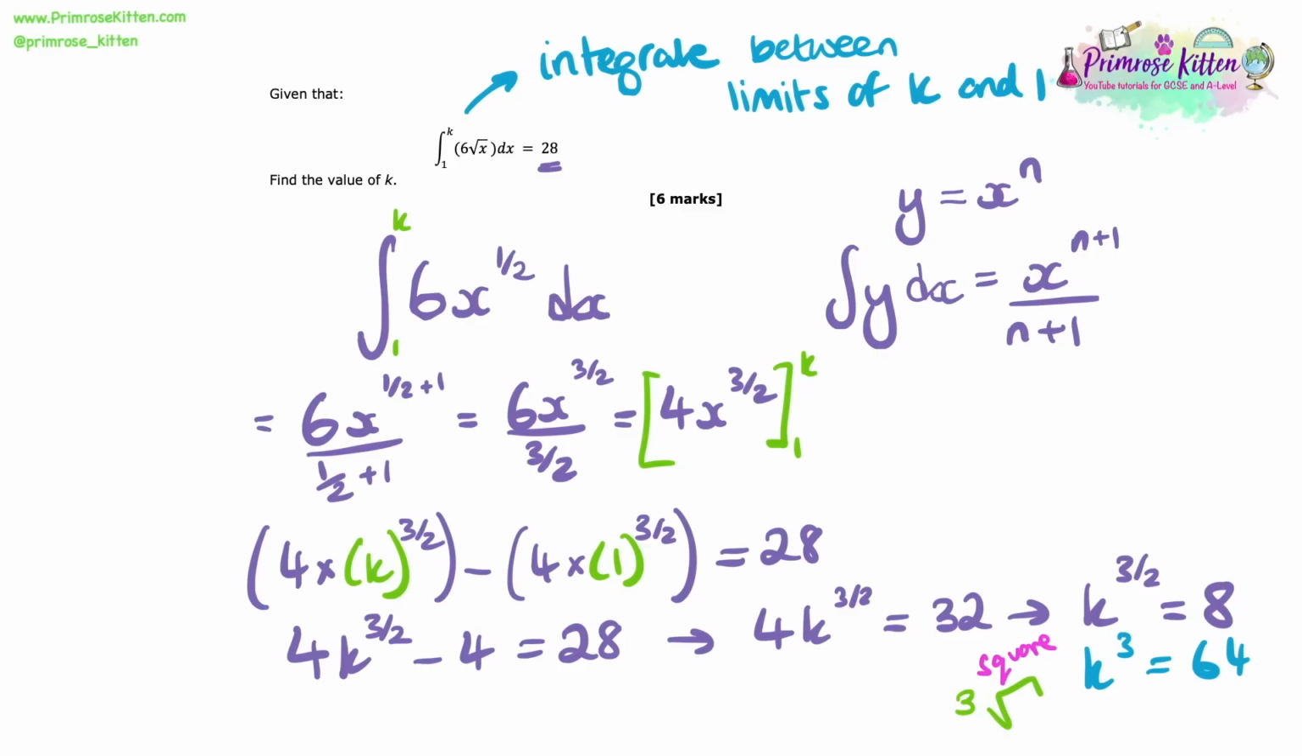That gives us k cubed equals 64. So now to get rid of cubed, you're going to cube root. So the cube root of 64 is 4. And so our answer to this is k equals 4.